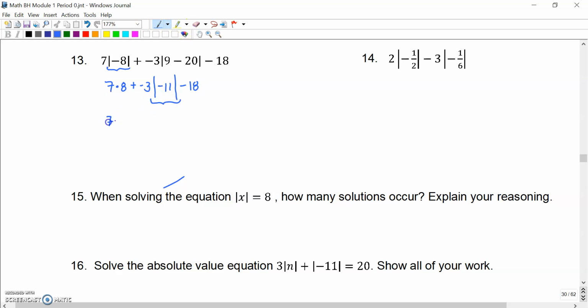So we have 7 times 8, which we could multiply if we want to now, plus negative 3 times 11, because negative 11 is 11 units away from 0, minus 18. In every step, I'm writing down minus 18 so I don't forget that. Okay, now I'm back to a problem we saw at the start of the module. 7 times 8 is 56, plus negative 3 times 11 is negative 33, minus 18, which is 23, minus 18, which is 5.